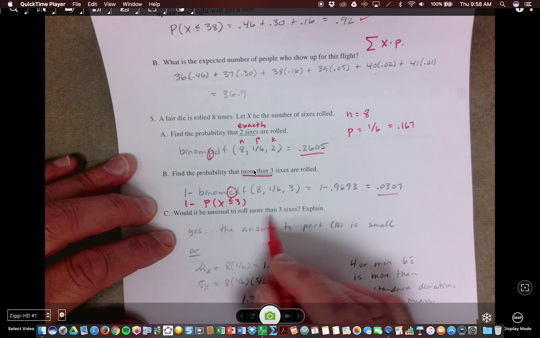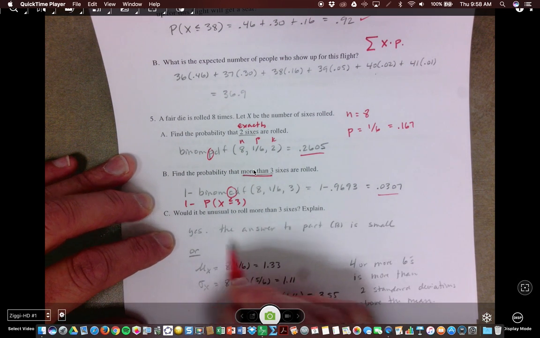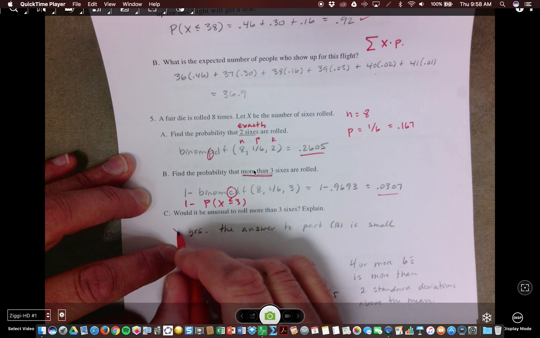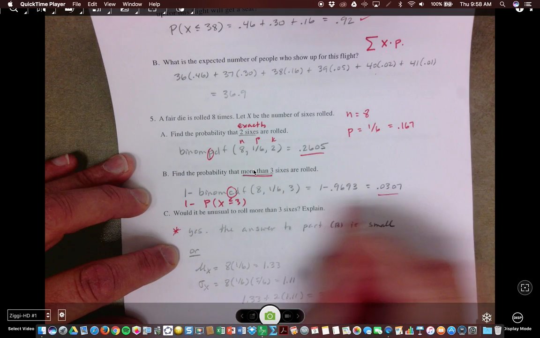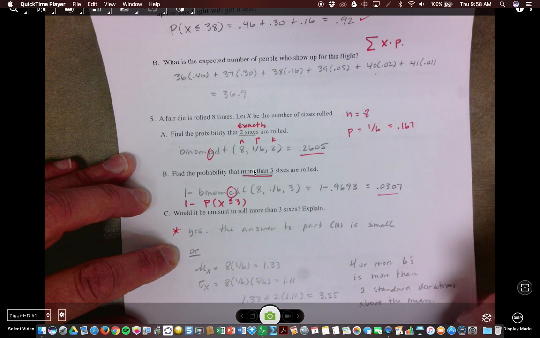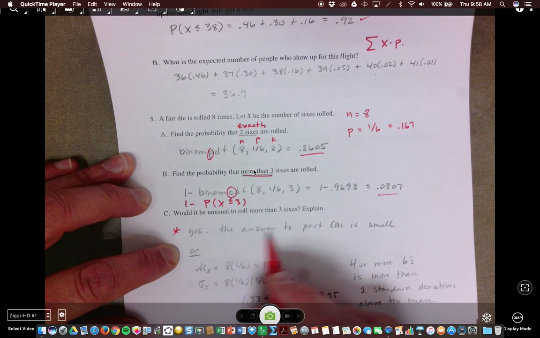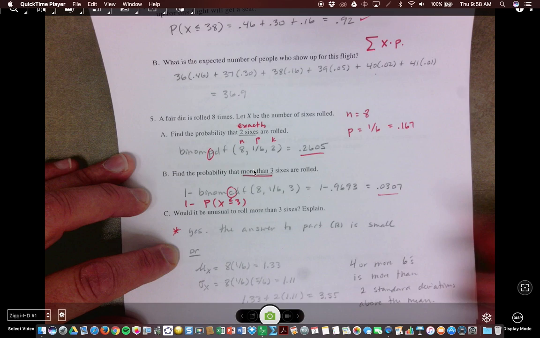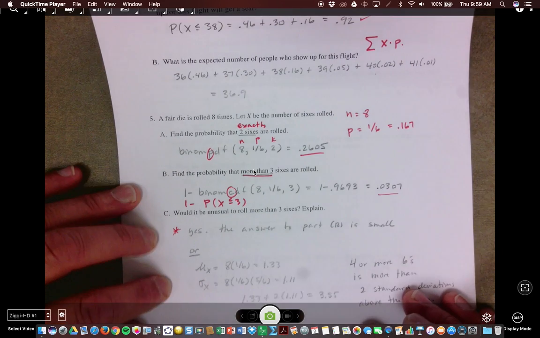Okay, would it be unusual to roll more than 3 sixes? Well, I think that most people would look at the question that was just asked, what's the probability of rolling 4 or more? And the probability was only about 3%. You could use that as justification and say, yes, it's unusual because the answer up here was only 3%, which is a very small probability.